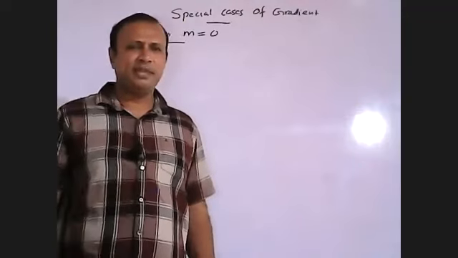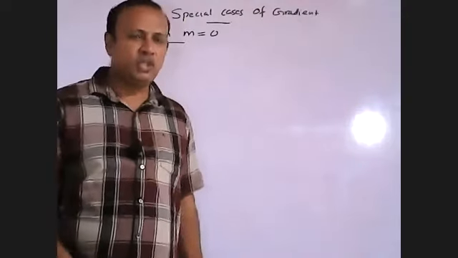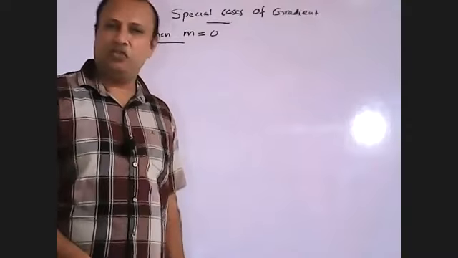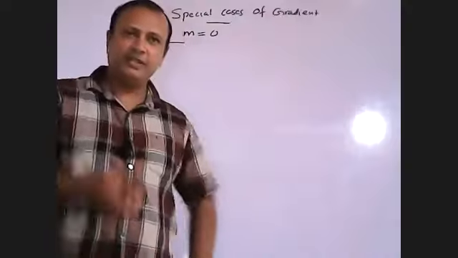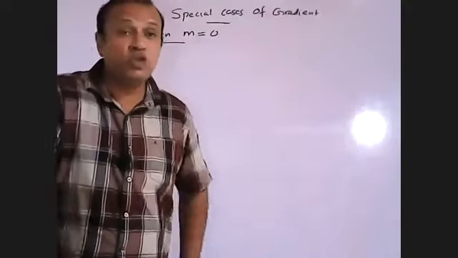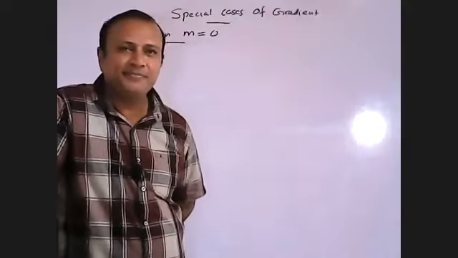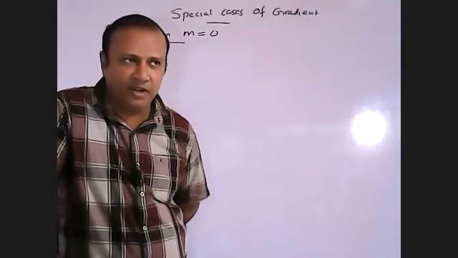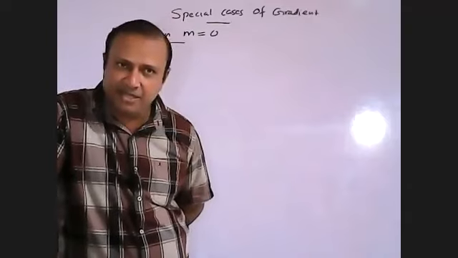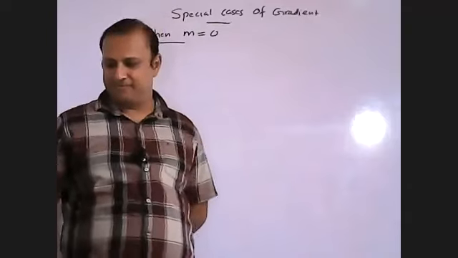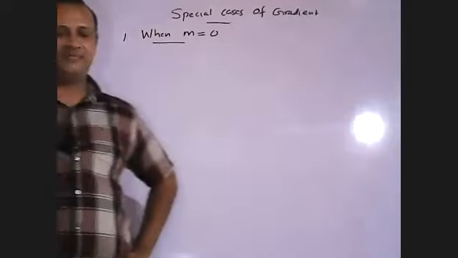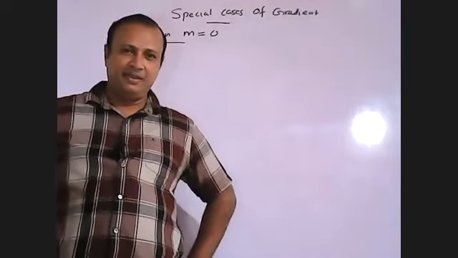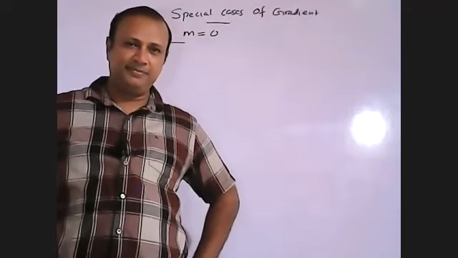Then tell me, if a tan value is 0, what will be the angle between the tangent and the positive side of the x-axis? 180 degrees. 180 degrees. Others? Do you have any alternative answer?